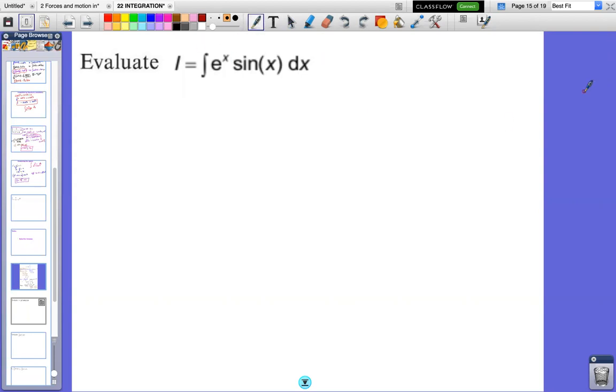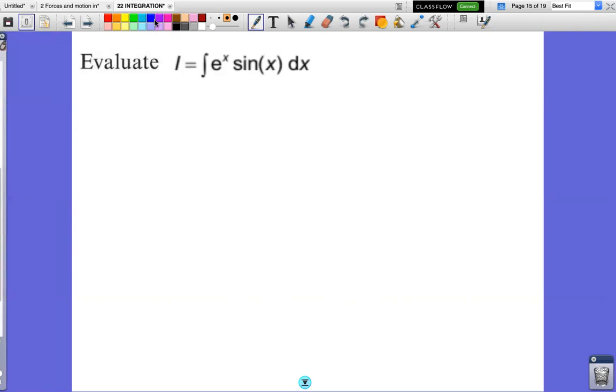Now, can you look at this one? You guys should try this one for 1 minute. We are asked to find I equal to the integral of e raised to the power x sine x. You also have to use integration by parts here.